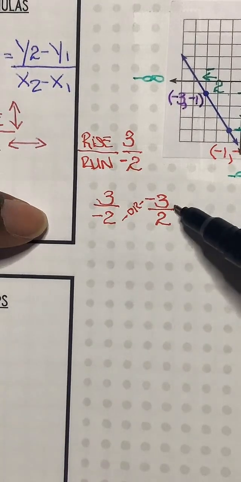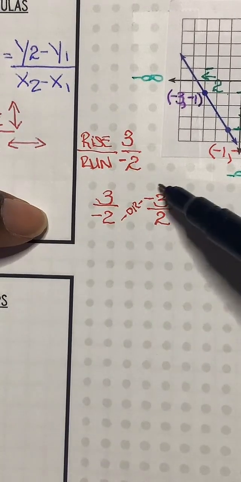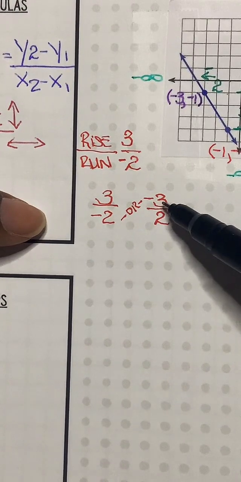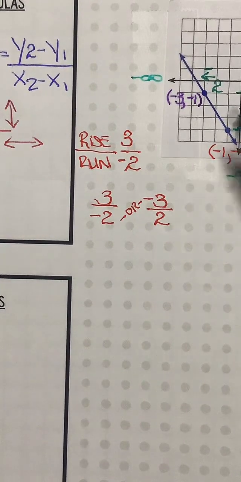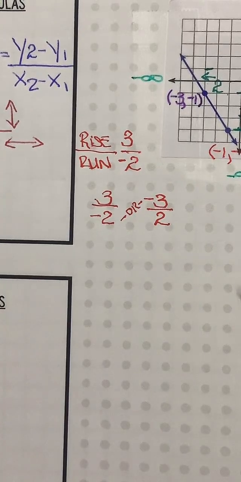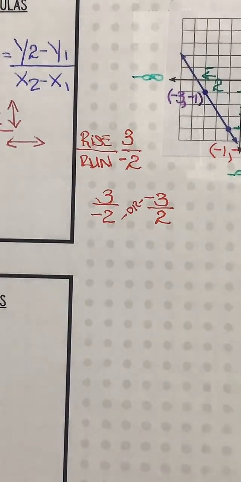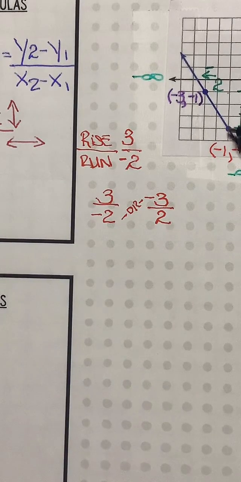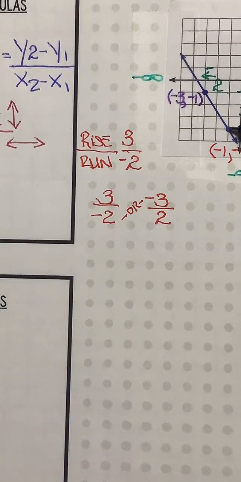But I usually like to have my negative pinned to the top because I'm so used to doing the rise first before I do my runs. That's just why it is. But here's the best part. If I was here and I said, okay, let's go down 3, 1, 2, 3, over to the right 2, 1, 2. That takes me right back home.